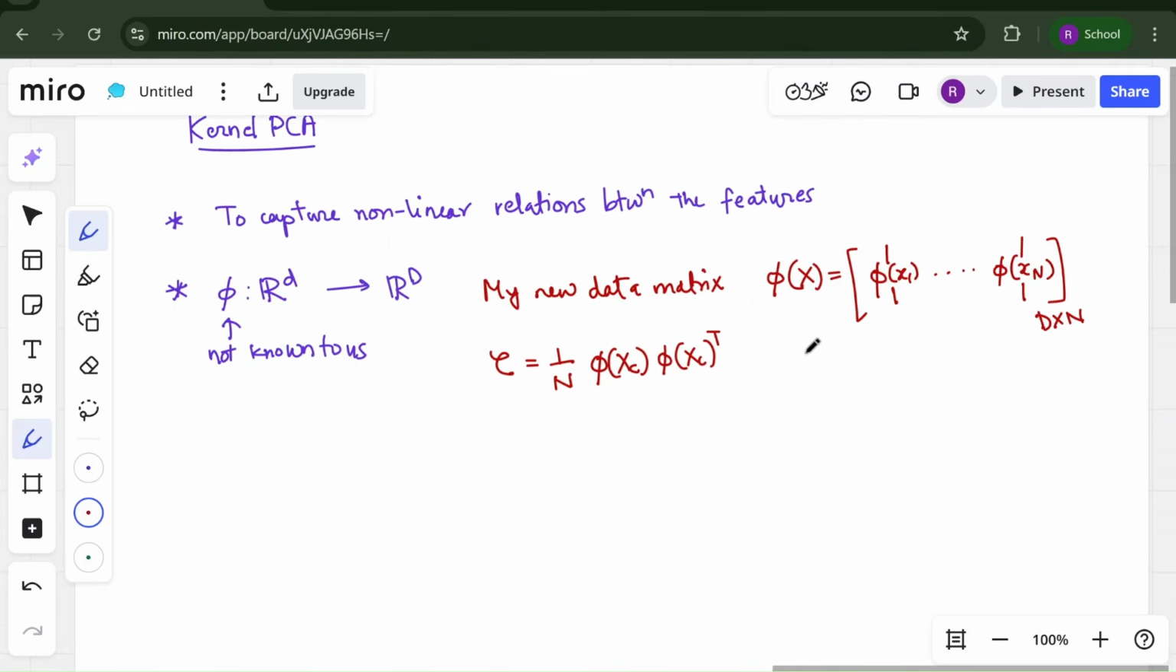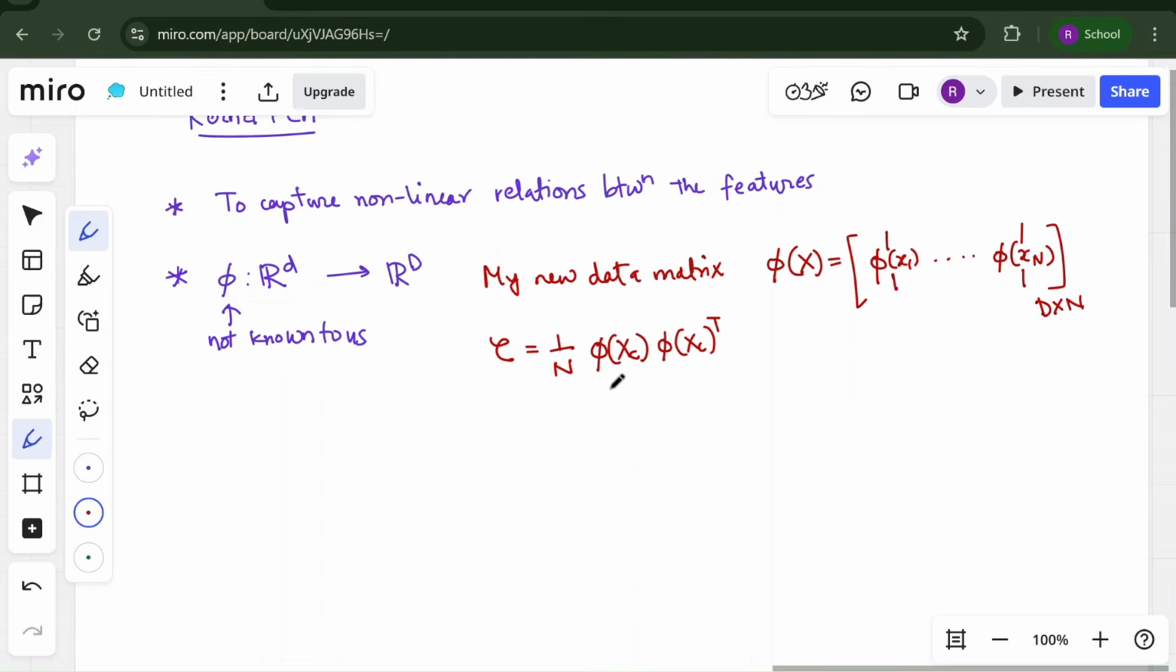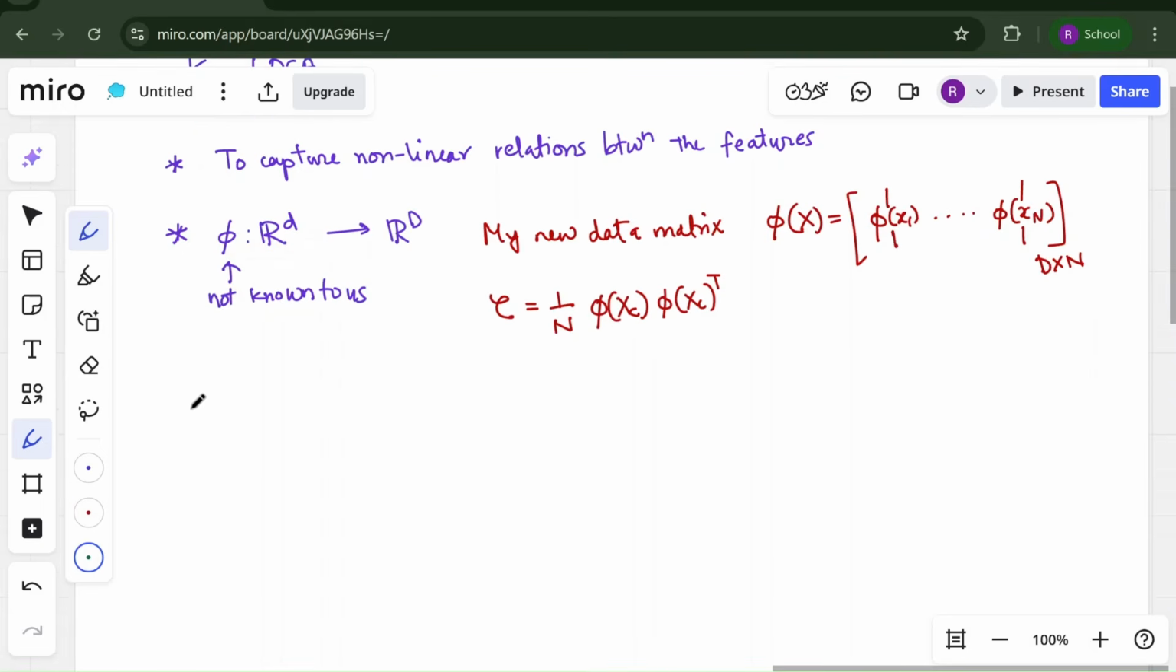So this is my new data matrix. And now what are we interested in? We are interested in this entity, right? Now let me write down one more thing.